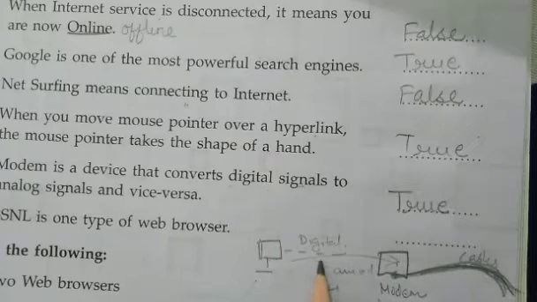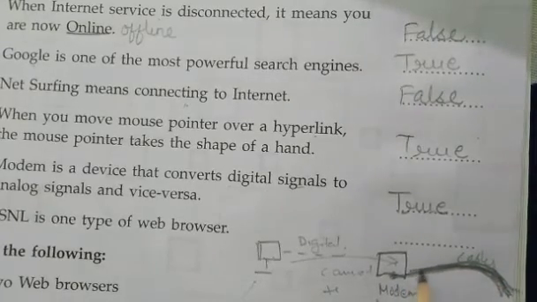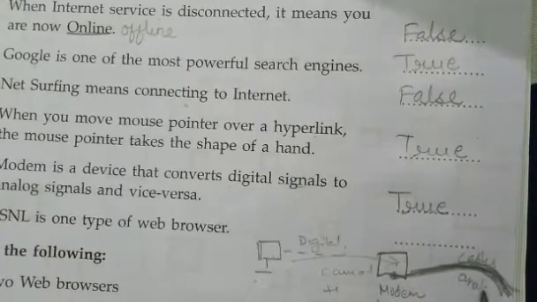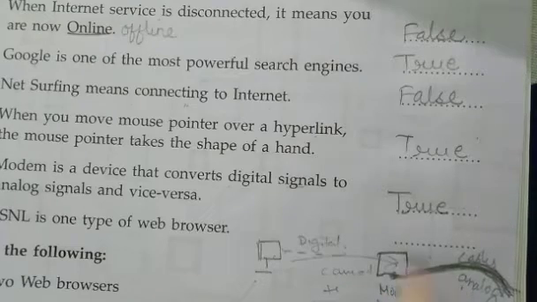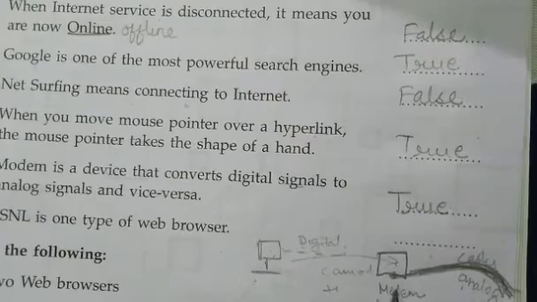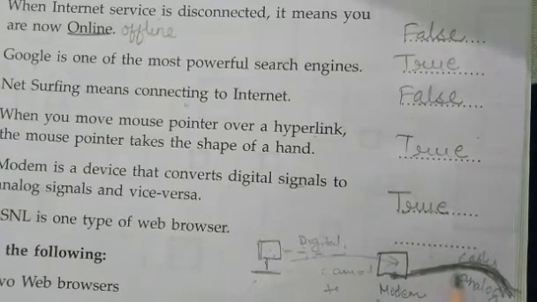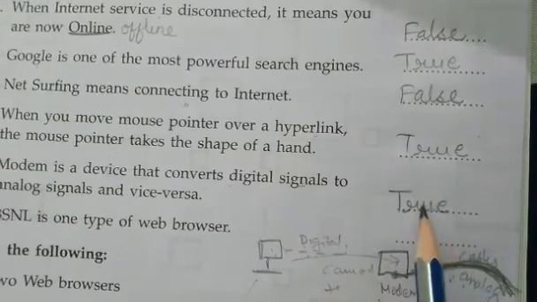So here it is written, it can convert the digital signals coming out from the computer into the analog signals which can be accepted by the cables. Also the signals which are transmitted through the cables in the form of analog can be converted into digital, because a computer cannot understand analog signals. So a modem converts digital signals into analog and analog signals into digital. Okay children, so write down true here.